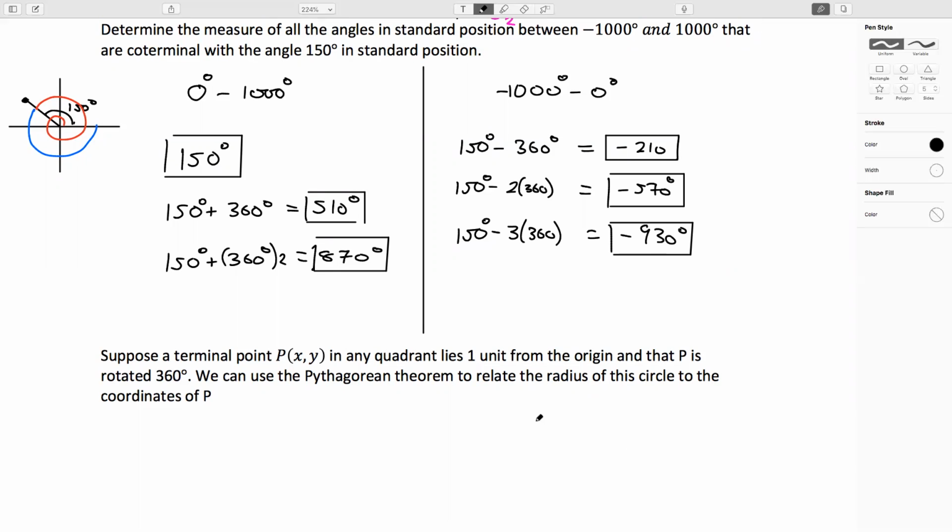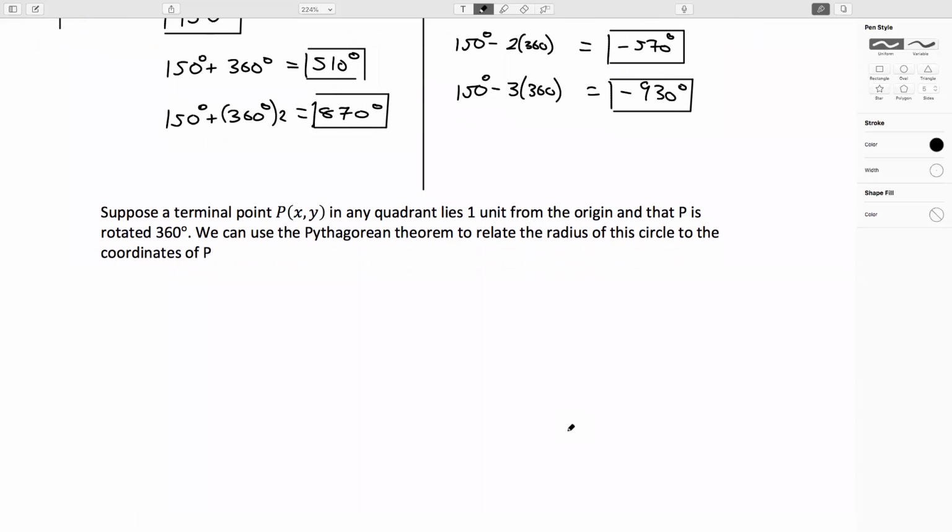All right, here's a little nifty application of the unit circle. Suppose the terminal point P in any quadrant lies 1 unit from the origin and that P is rotated through 360 degrees. We can use the Pythagorean theorem to relate the radius of the circle to the coordinates of P. So let's draw a little sketch here.